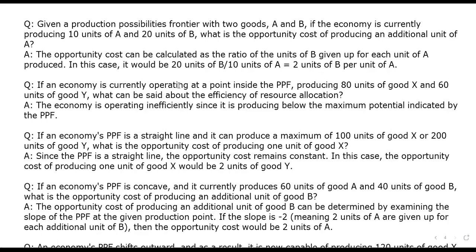If an economy is currently operating at a point inside the PPF, producing 80 units of X and 60 units of Y, what can be said about the efficiency of the resource allocation? Here the economy is operating inefficiently since it is producing below the maximum potential indicated by the PPF. So we are underutilizing the resources. If an economy's PPF is a straight line, it can produce a maximum of 100 units of X and 200 units of Y. What is the opportunity cost of producing 1 unit of X? We divide 200 by 100, so we get 2 units.